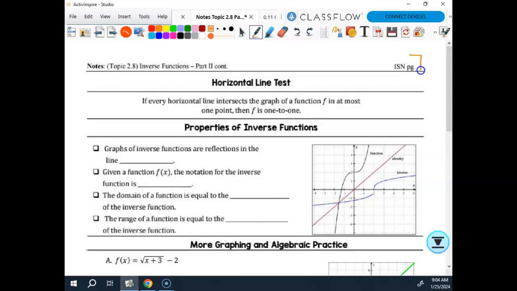This is going on page 75 along with the first page that we did yesterday. And so the first thing here is the horizontal line test. It was kind of mentioned yesterday, but if every horizontal line intersects the graph of a function at most one point, then f is one to one. And one to one means that the inverse is a function also.